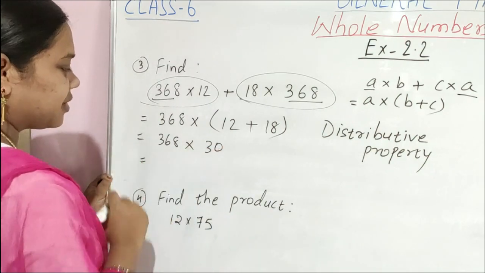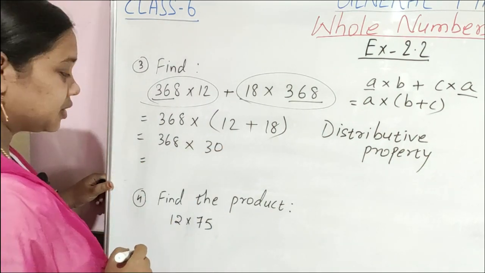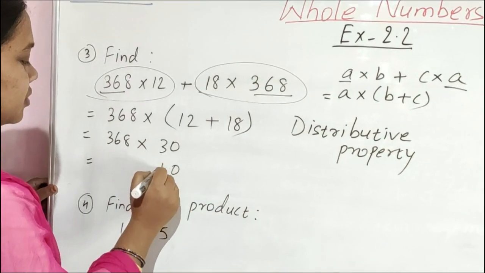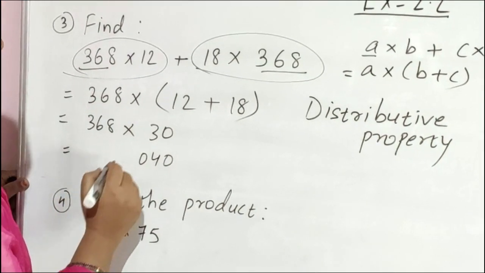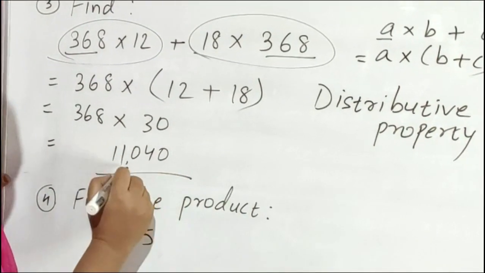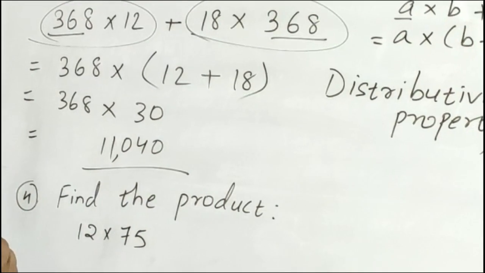Okay, now find the product. 368 into 30. It's 11,040. Clear, children?